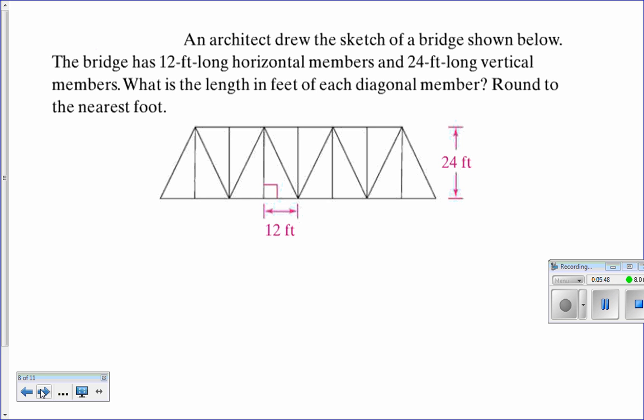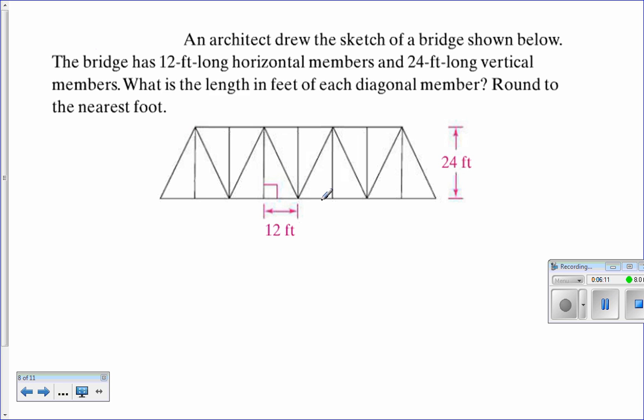So let's look at this problem. It shows you an architect drew the sketch of a bridge shown below. The bridge has 12 feet long horizontal members and 24 feet long vertical members. What is the length in feet of each diagonal? We want to round to the nearest foot.